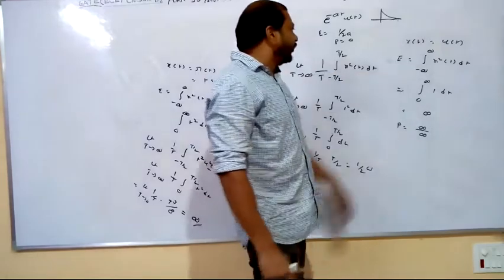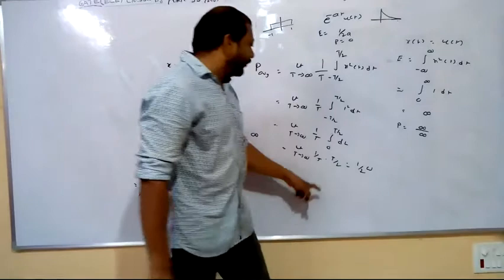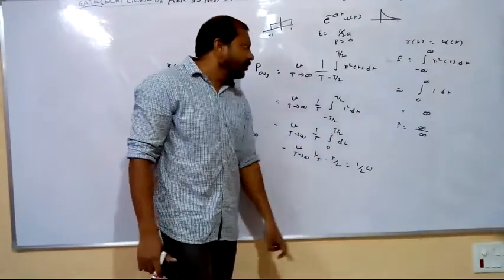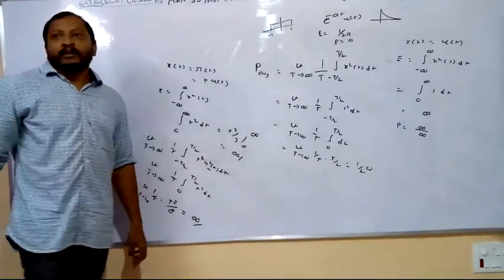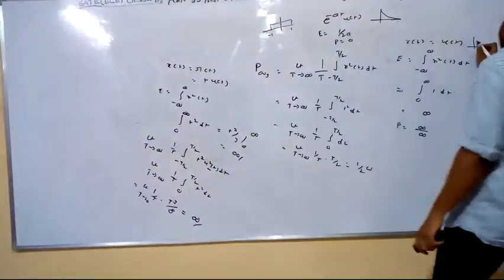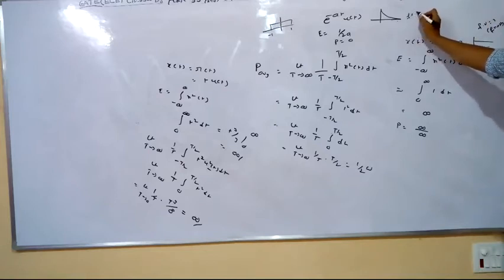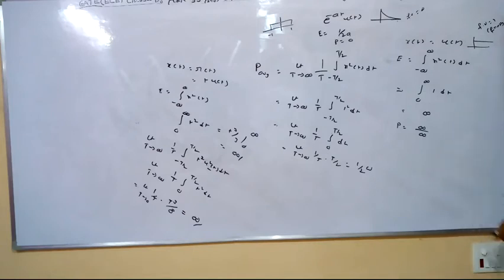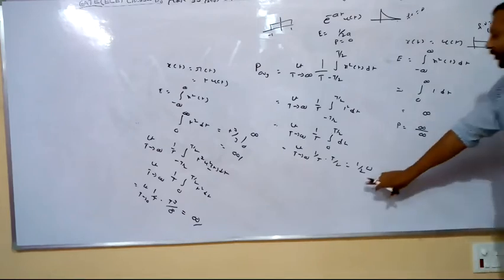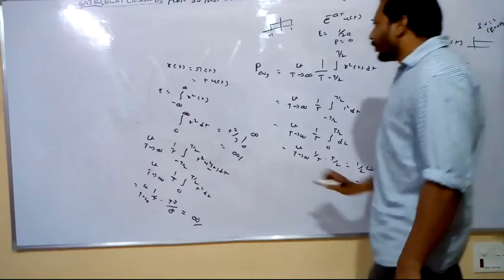Now consider this one. If we consider x of t equal to u of t, here energy equal to infinity and the corresponding power is of a finite value. So this signal can be treated as a power signal. What is the final value here? As t tending to infinity, this final value is equal to 1, that is some finite value. If the final value is some finite value, then the corresponding signal is treated as a power signal. The energy of the power signal is equal to infinity.